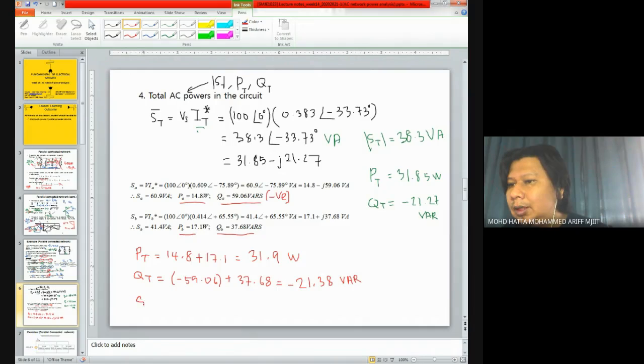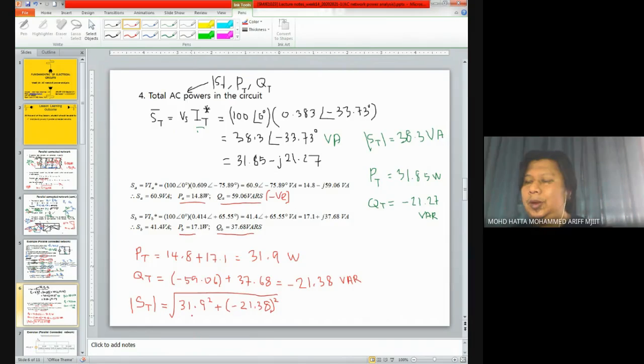And for me to calculate what is my apparent power, what I will use over here is the Pythagoras theorem that Nasif corrected me on previously. Here I have 31.9 squared plus negative 21.38 squared. And all this, I will take the square root of the value. Here I have 31.9 squared plus negative 21.38 squared.